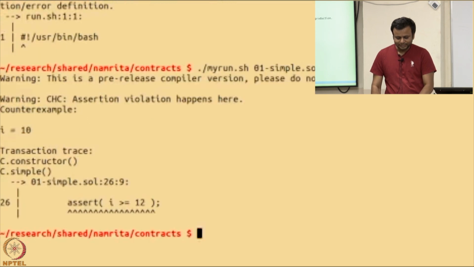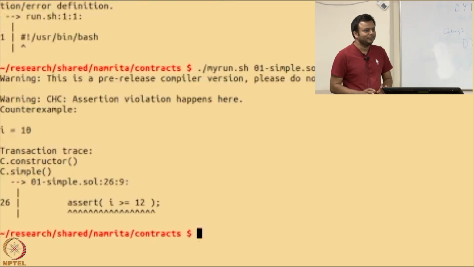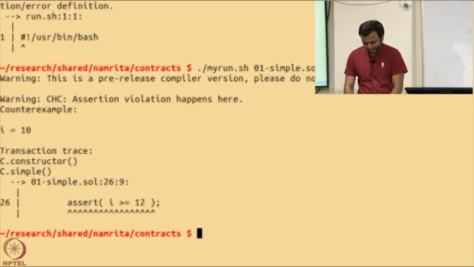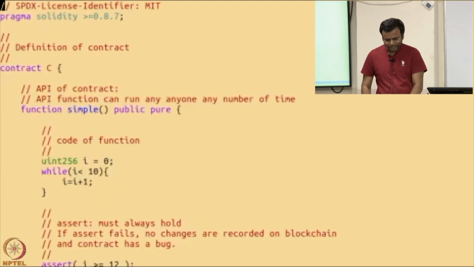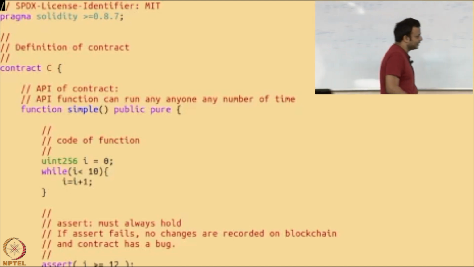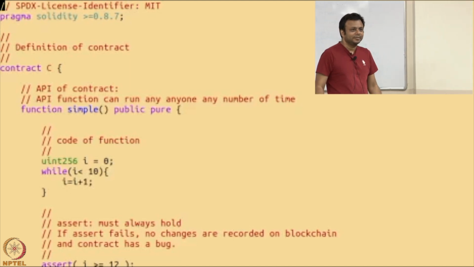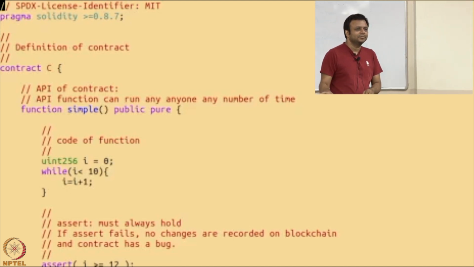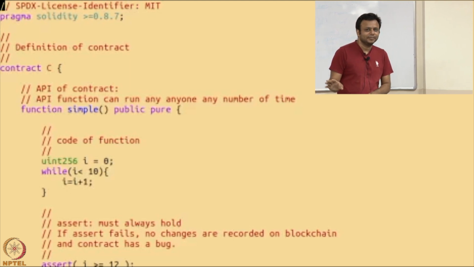So it says that I cannot be greater than or equal to 12. I had introduced the bug actually. I was saying that whenever the program finishes, i is greater than or equal to 12, so you cannot reach 12.